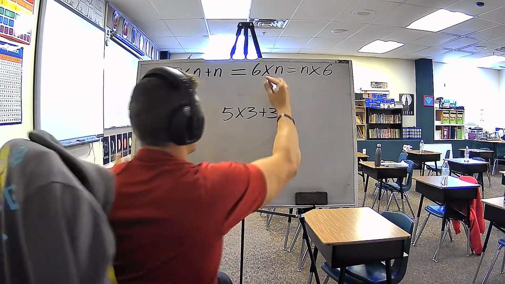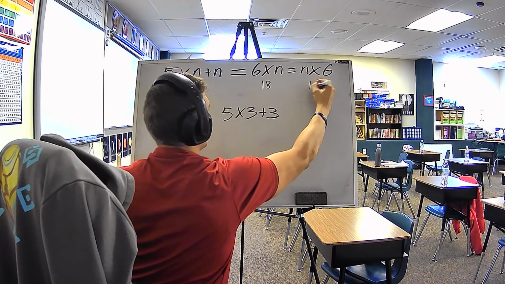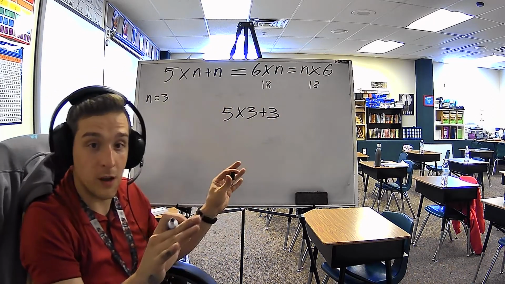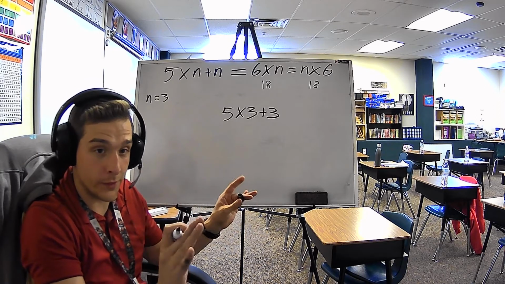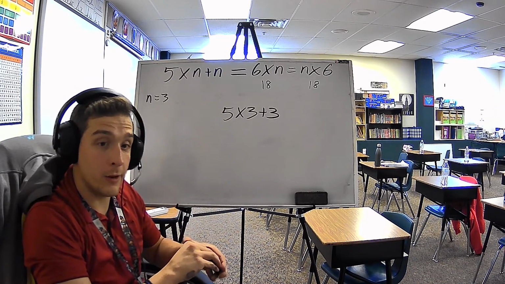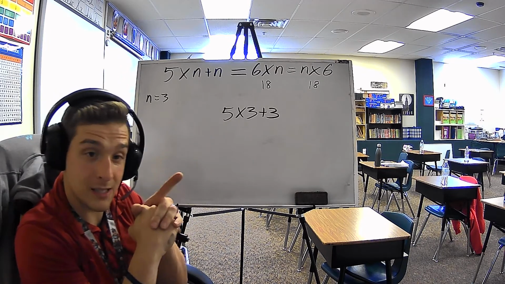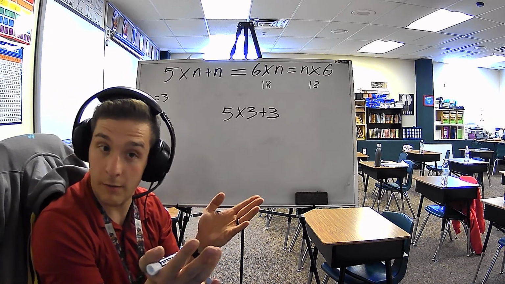So we've already determined that this equals 18 and that equals 18 if n is 3. We've solved that, we've figured out, we've agreed with that. Now we need to determine, does 5 times 3 plus 3 equal the same thing as 6 times 3? Let's solve it and figure it out.